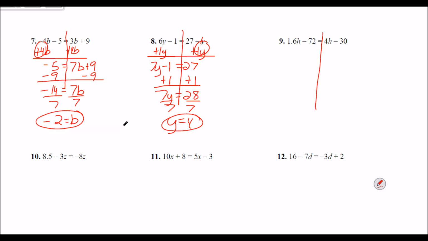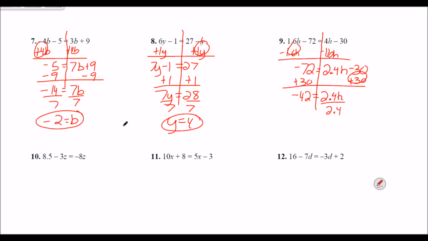So we've got 1.6h or 4h. And with that, 1.6 is smaller, so we want to go ahead and subtract 1.6h from each side. So the negative 72 drops. If you take 4 and subtract 1.6, that gives you 2.4h. And the subtract 30 tails in behind it. Because it's subtract 30, we want to add 30 to each side, which gives us negative 42 equals 2.4h. And to get rid of the 2.4, we divide each side. And we end up with negative 17.5 for the final answer.